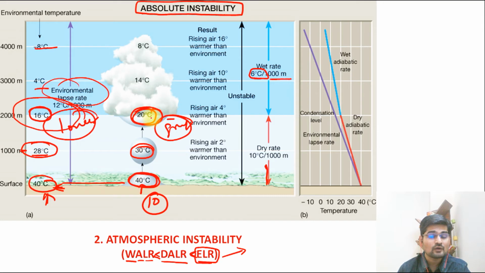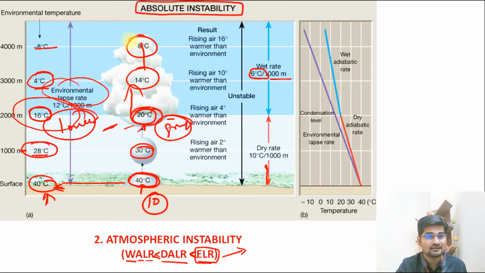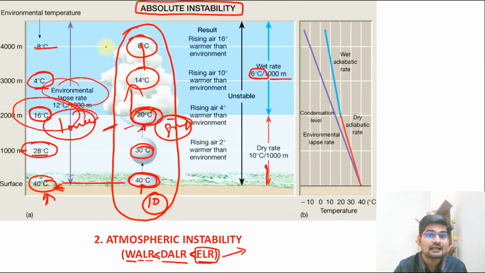So what will be the tendency of this parcel? Remember, it is still greater than the normal. It means it will go further ahead. Then you see 4 degrees, 14 degrees, it will go further ahead. So the tendency is to keep going ahead and ahead. This is what absolute instability is about. And why does this happen? Because of the change of ELR, the respective changes of temperature.